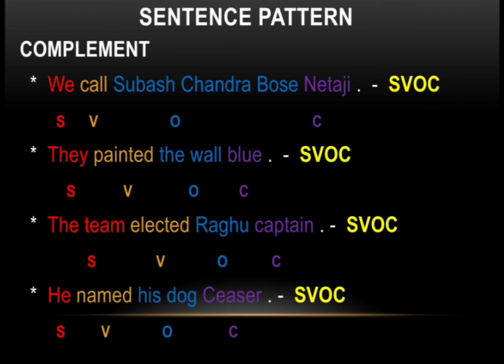The next sentence. He named his dog Caesar. He is the subject. Named is the verb. Whom? His dog. So that is the object. And Caesar is completing the meaning for the object, and so it is the object complement, and the pattern is SVOC.